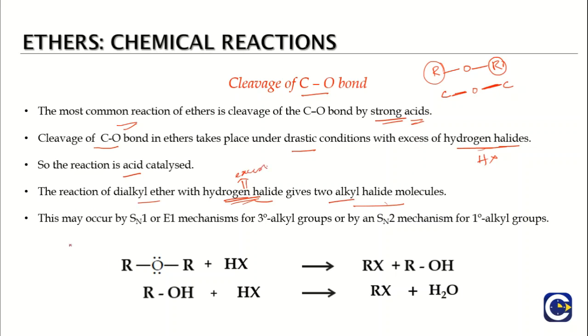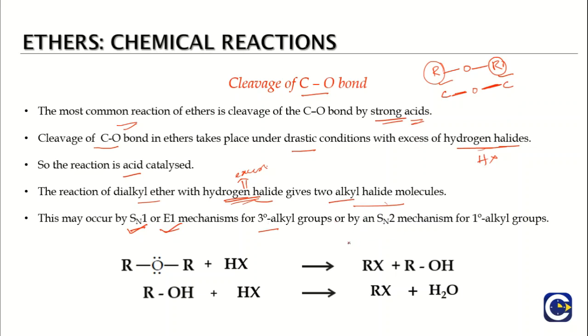Now, how does this reaction occur? The reaction may occur via SN1 or E1 mechanisms for tertiary alkyl groups. With this ether we have R groups attached, and we can have primary, secondary or tertiary R groups on both sides or on one side. If it is a tertiary alkyl group, it mostly undergoes an SN1 reaction, but an elimination reaction is also possible.